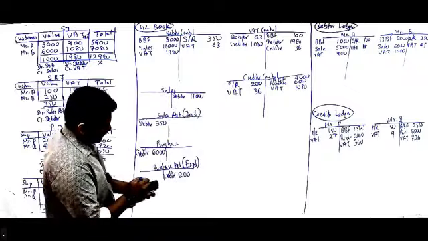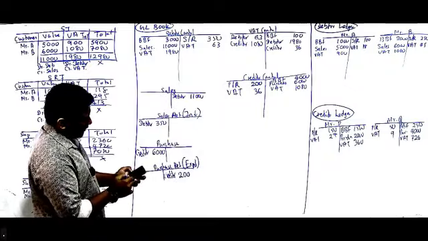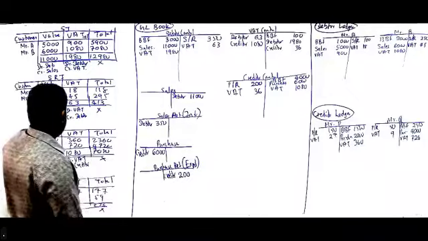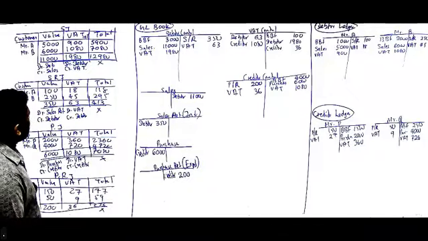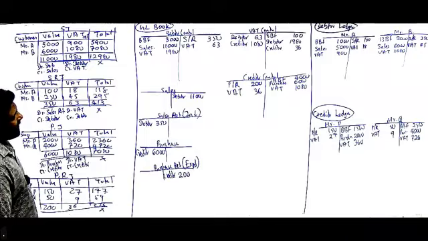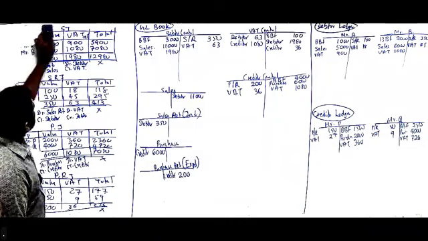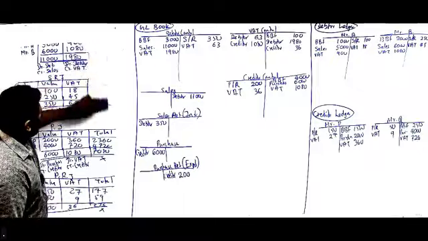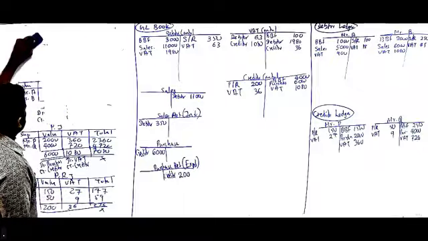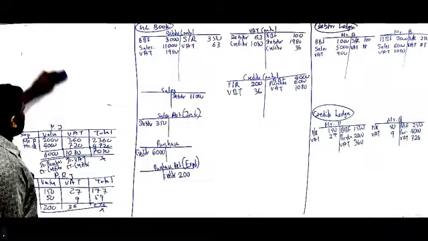Next one. Next one, put the format. If you don't have space, take a new page. If you don't have space, take a new page, not a problem. Cash receipt journal. Put the format for the cash receipt journal.